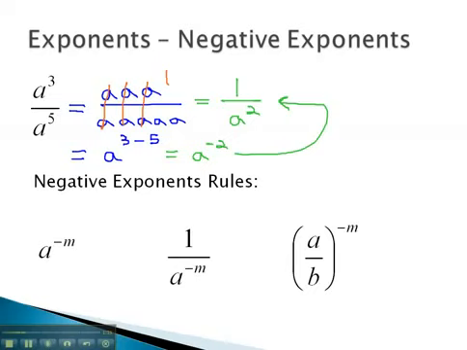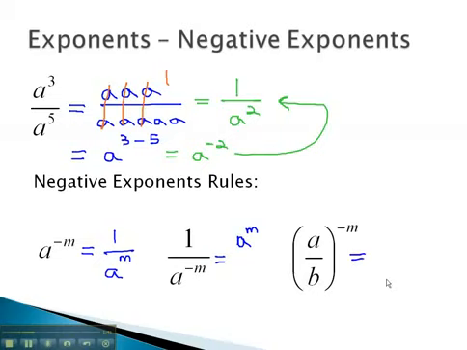This gives us our negative exponent rules. A negative exponent simply means we flip the base. In the first case, a to the negative m moves to the denominator, and now the exponent is positive. If the negative exponent occurs in the denominator, this means the leftovers will be in the numerator. We get a to the m, over 1 in this case.